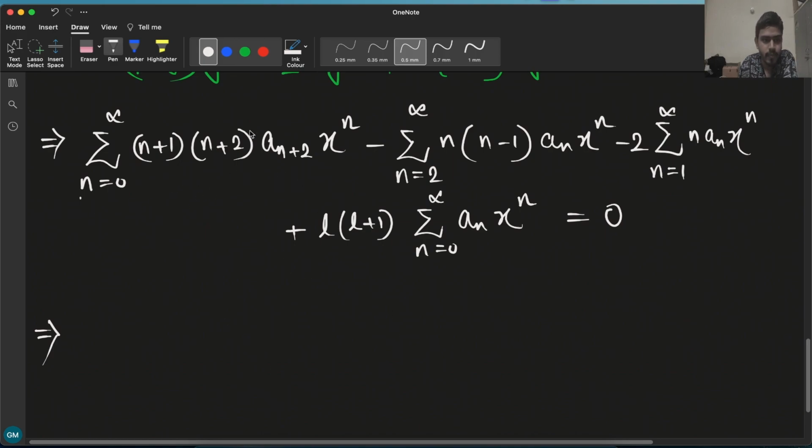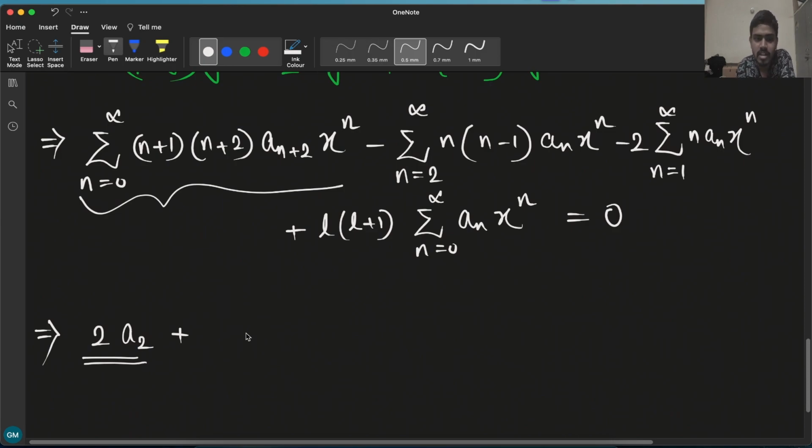I can write this. So I will write the n equals 0th term and the n equals 1st term separately. If I write the n equals 0th term, then this is 1 times 2, that is 2 times a2, and then x to the power 0, so that is 1. So this is the n equals 0th term.